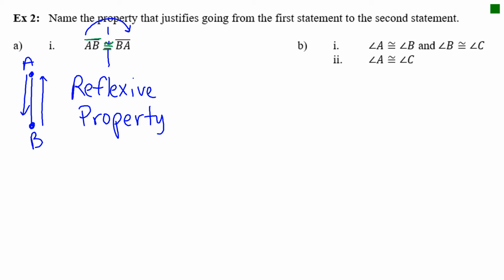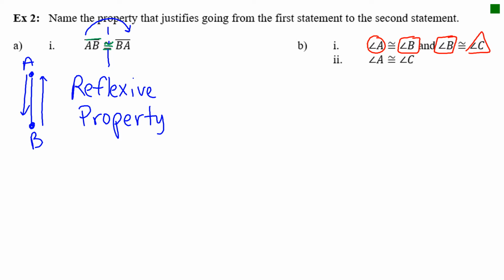Now for B, the first statement is angle A is congruent to angle B, and then angle B is congruent to angle C. So I'll start with angle A. I'll give it a circle, all right? I'm going to give angle B a square. Here's angle B again, so I'll give it the same square as before, but now I'm telling you that it's congruent to a completely different angle, so I'll give that one a triangle, okay?